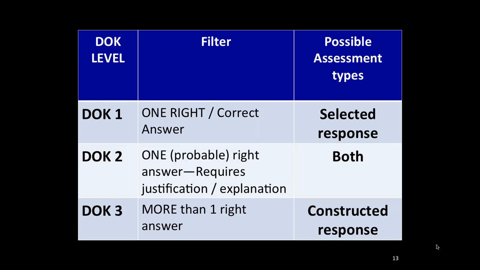And then we talked a little bit about why this could really guide when we unwrap the level of depth we put into our assessment items. If we have DOK 1, there's only going to be one correct answer. DOK 2, there's usually one correct or probable answer, but it does require that justification, so it could be a short constructed response. DOK 3, there's always more than one right answer, so we're going to usually have a constructed response, which will almost always involve a scoring guide.